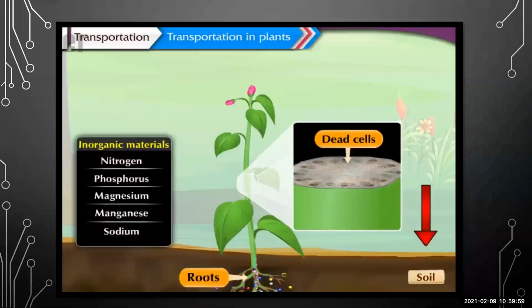Now, plants have two types of tissues for transportation of material, that is xylem and phloem. We have already heard about these words, xylem and phloem. Let's study them more. Now, in the picture you can see the dead cells. These dead cells are nothing but the xylem. The xylem carries water and phloem carries the food material. So there are two tissues for transportation in the plants, xylem and phloem, and xylem conducts the water and phloem conducts the food material.